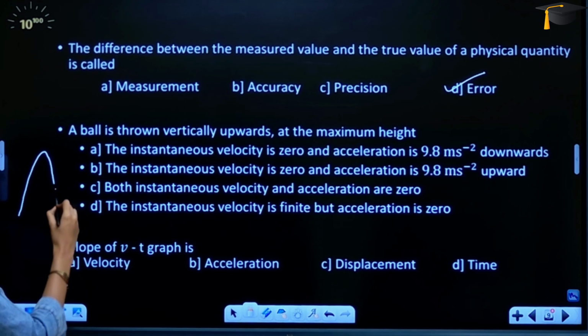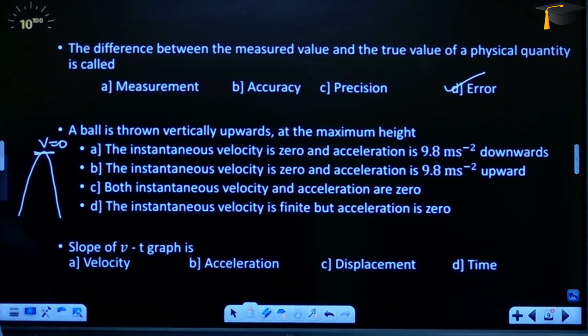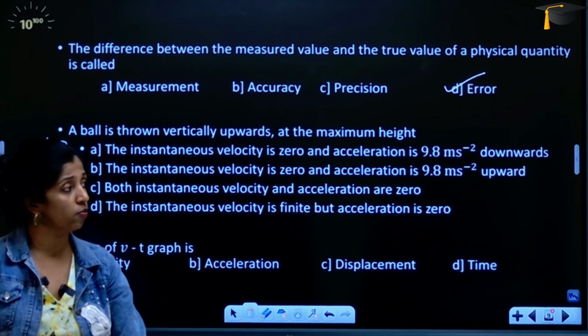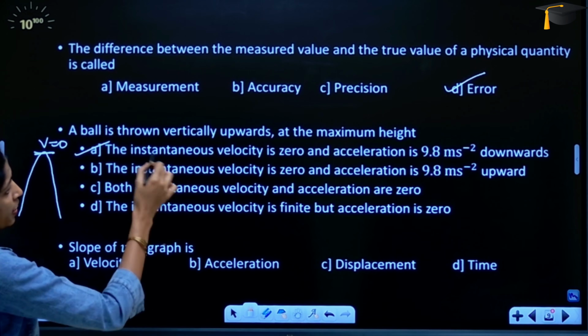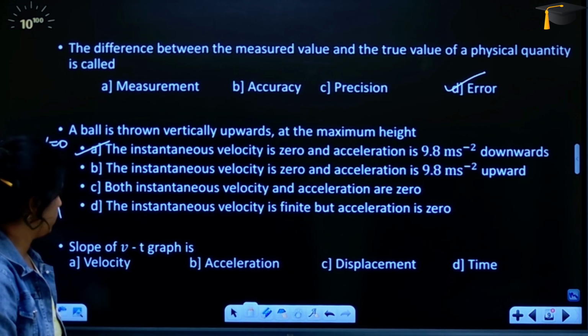Next, a ball is thrown vertically upwards. At the maximum height, as we know, the velocity is 0. At that point, gravity will still be acting, where gravity is always downwards. So, which is the correct option here? Yes, the instantaneous velocity is 0 and acceleration is downward. So that's a perfect option.